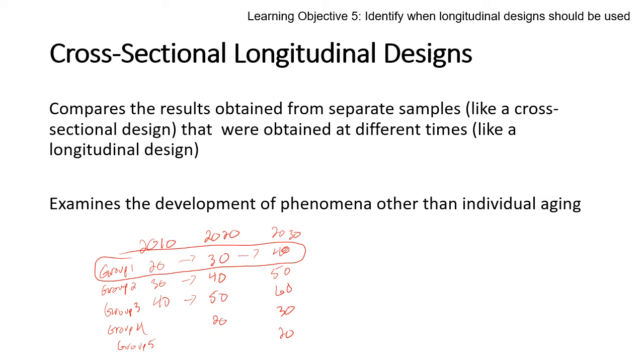So this type of design really examines the development of phenomena other than individual aging, because it's looking at not just what's going on with aging, but it's looking at what's going on here as well, because it can measure what's going on here. Here we've got 4 measurements. It can measure what's going on here as well as what's going on with the aging.